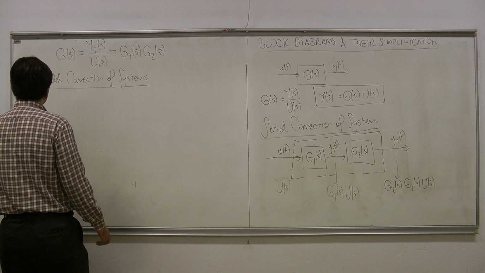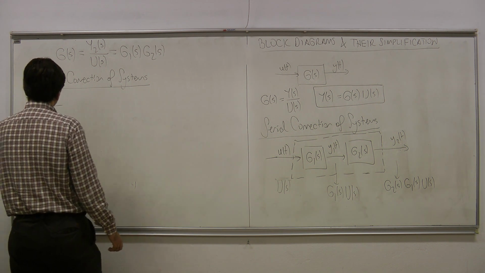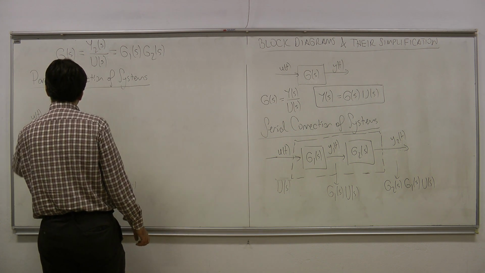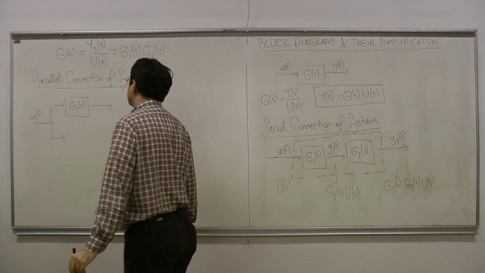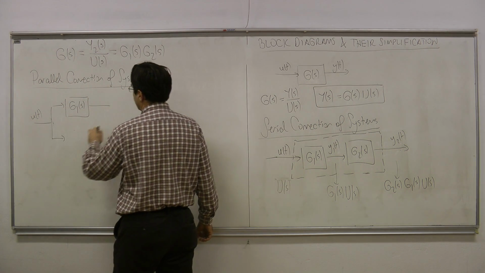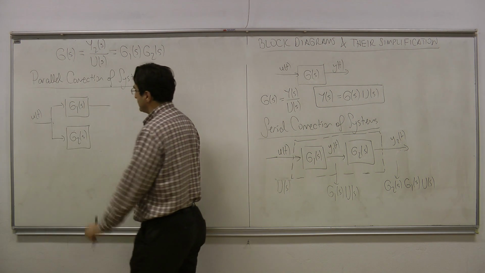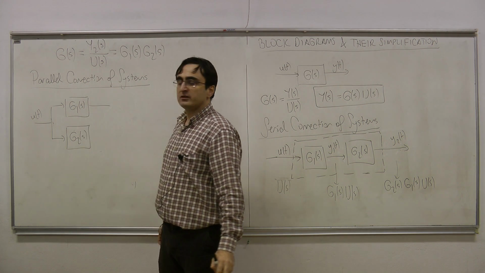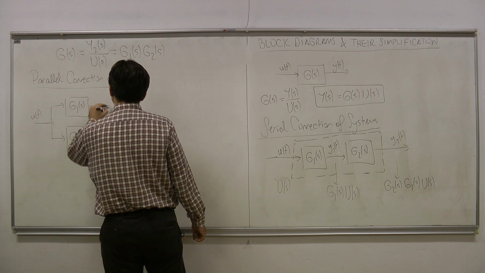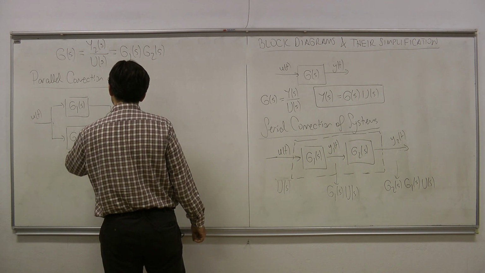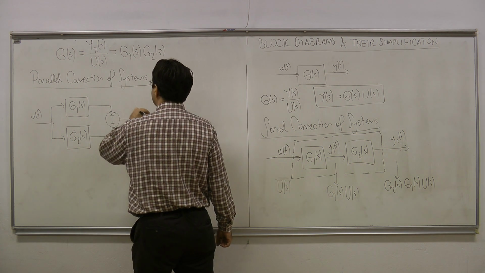In this case, I'm considering such a topology. So I have a common input, u of t, given to these systems. I have g1 of s as the first transfer function, and I have g2 of s. I'm giving the same input to both of the systems here. Okay? And then I'm summing their outputs. So the topology is looking like this, and this is my y of t.